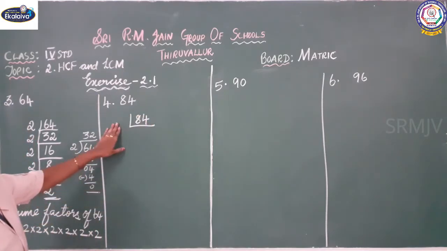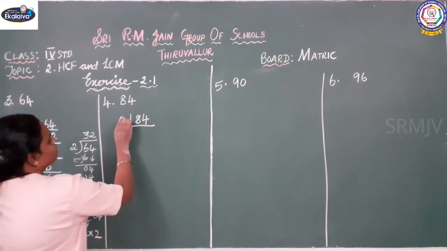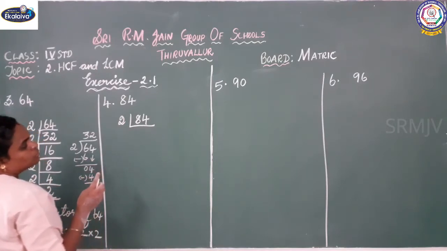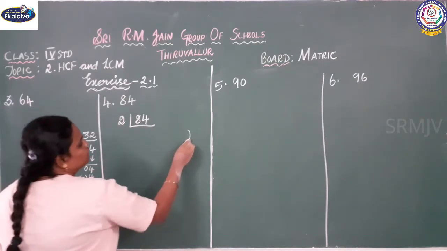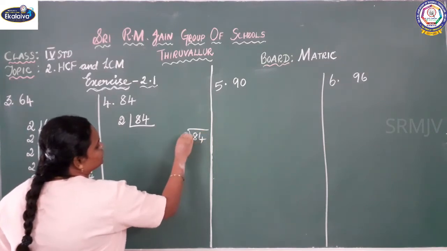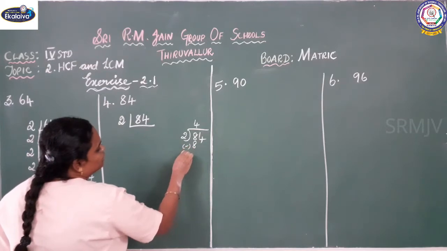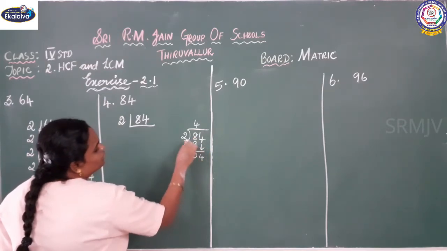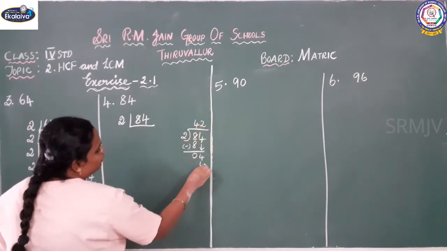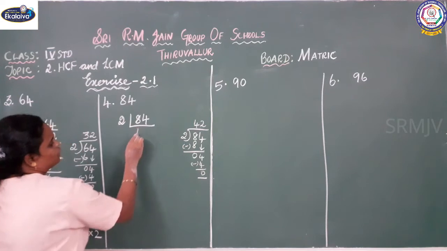So 84, we are going to divide this. Again, if you are taking 2 table, 2 is a prime number, so that's why we are taking 2. So if you want, you can divide this. 2 4s are 8, so 8 minus 8, 0. Next, carry 4, so 2 2s are 4, so 4 minus 4, 0. So what is the quotient? 42.